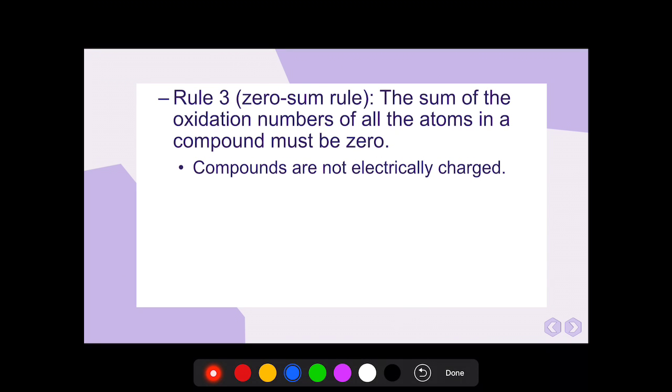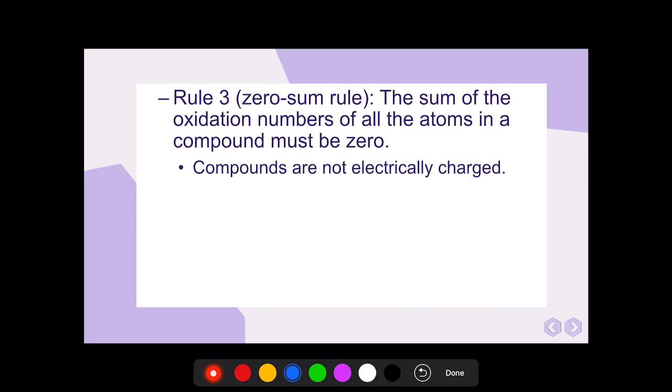Rule number 3, this is on the top of page 191. Rule 3 is the zero-sum rule. Now, in my opinion, this is probably the most important rule because you're going to have to figure out, again, can these atoms combine? And if they do, how many of each one do you need? That's where Rule 3, the zero-sum rule, comes into play. The sum of the oxidation numbers of all the atoms in a compound must be 0.